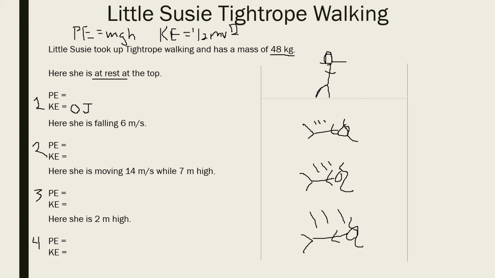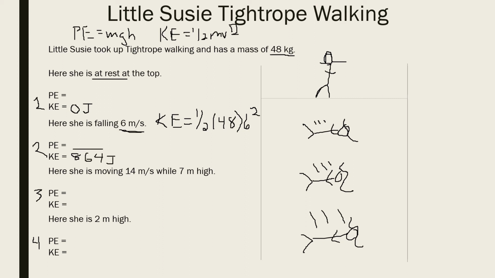Let's look at spot 2. Here she's falling 6 meters per second. That's a velocity. With a velocity, I can get a kinetic energy. KE equals 1/2 times 48 times 6 squared. For simplicity, I know we can do this. I'm just going to type that in my calculator. When I type that in my calculator, I get a KE of 864.